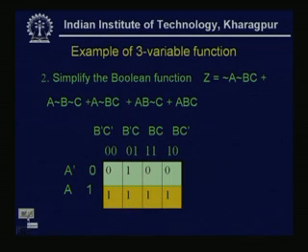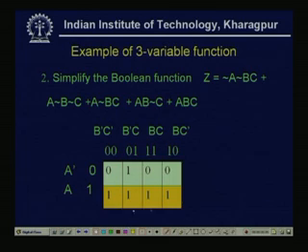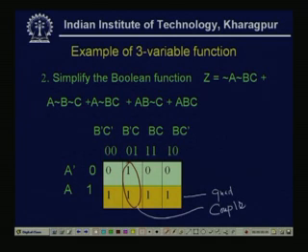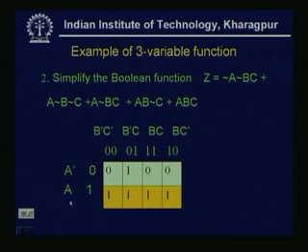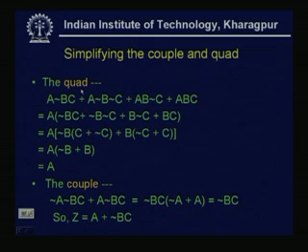Now, see, here we are getting one quad, and we are getting another one couple. So, in this K map one couple exists and one quad exists. So, what will the quad reduce to? The quad will be the second row. So, second row means these 4 min terms.